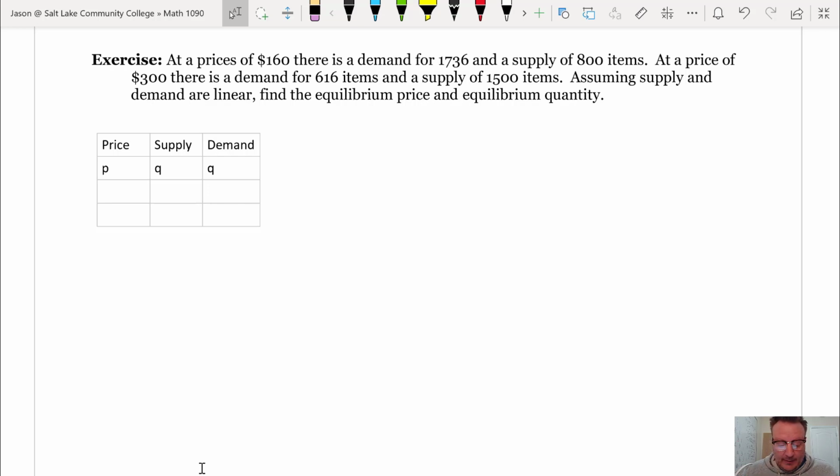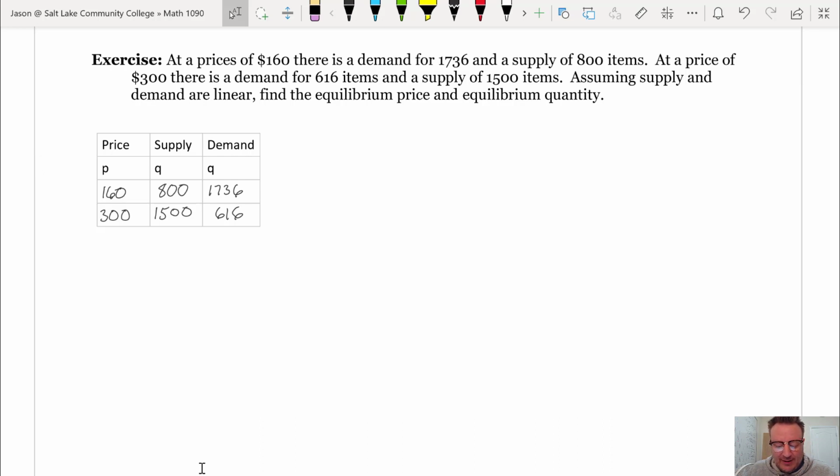Okay, so let's see here. The first sentence tells us that it's got three numbers in it. At a price of $160, there's a demand for 1,736 and a supply of 800. So when the price is $160, the demand is for a quantity of 1,736, whereas the supply will only be 800. However, when the price rises, and now in the next sentence, we get the next bit of data. At a price of $300, there is a demand for 616 items. So when the price goes up, demand goes down. But when price goes up, supply goes up, right? 1,500 for the supply. Okay. There we go. We've got a little table here.